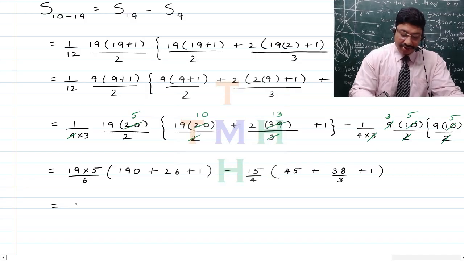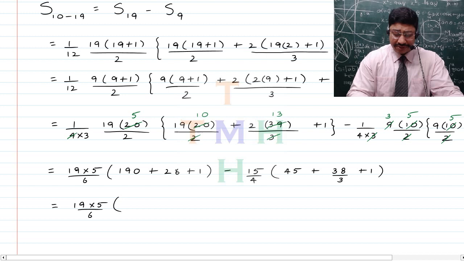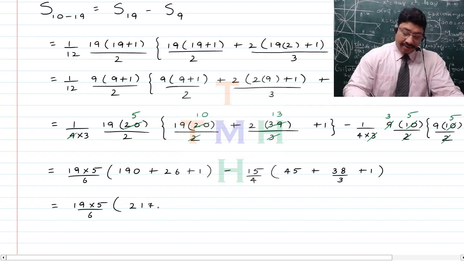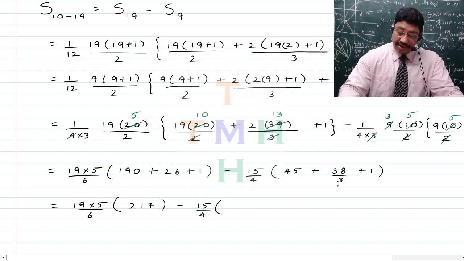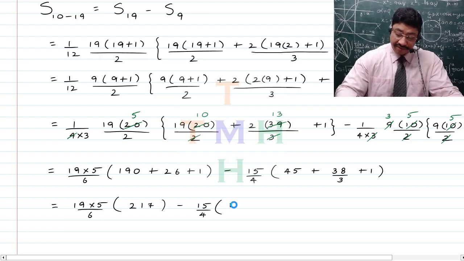So here you will have 19 into 5 upon 6, right? And this is to be multiplied with 190 plus 26, which will become equal to 216, 217, right? This is not going to get cancelled with 3 or 2, right? And from this is to be subtracted 15 upon 4 times 45 into 3. We'll have that is going to become equal 3 5s are 15, 1 remainder, 3 4s are 12, 1 is 13, 135, right?